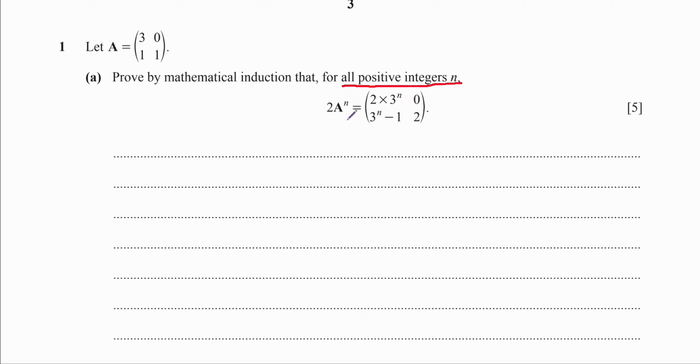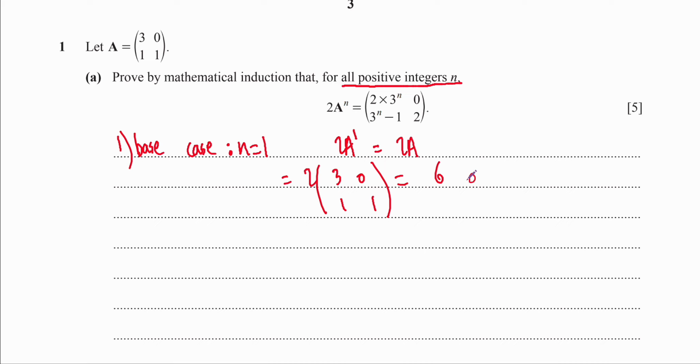Okay, so once again, base case, and in this case our base case is going to be n equals 1, because the smallest positive integer is 1. It doesn't really matter what you use. You can use n equals 5 as well, but n equals 1 is easy to work with. So when n is equal to 1, what do we have? We have 2A to the power 1, which is basically 2 times A. So what's that equal to? Well, we just do 2 times our A, which is [3, 0; 1, 1], and we end up getting [6, 0; 2, 2]. So it's true for n equals 1.